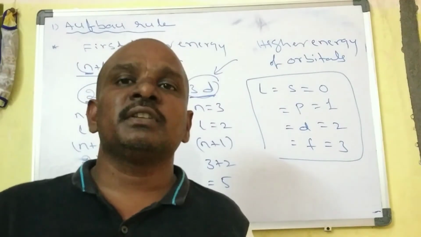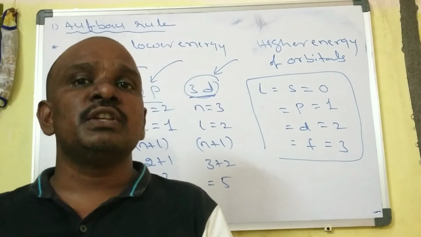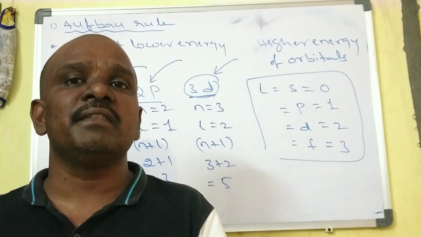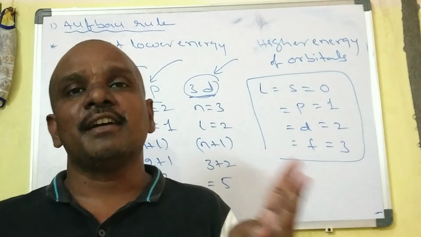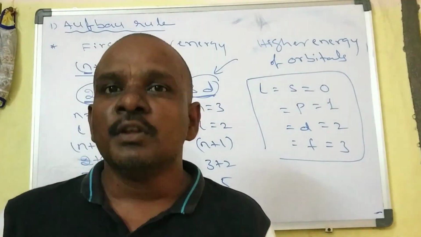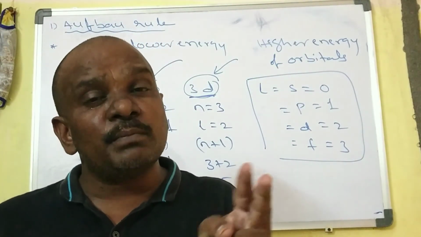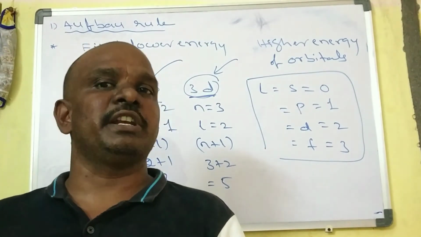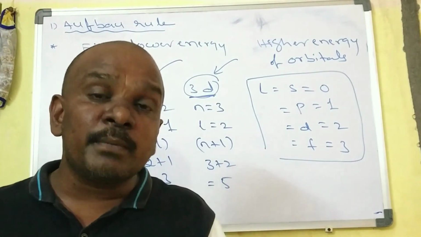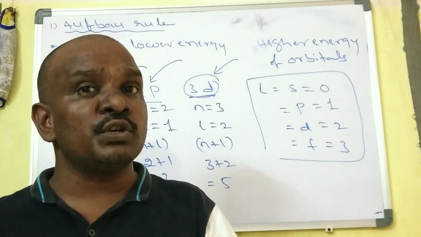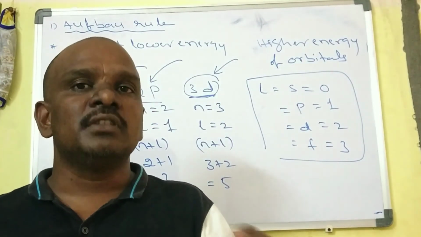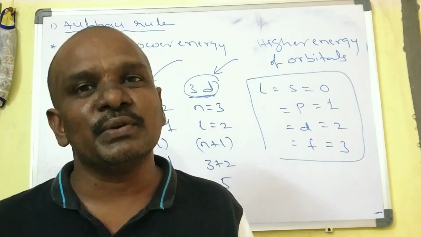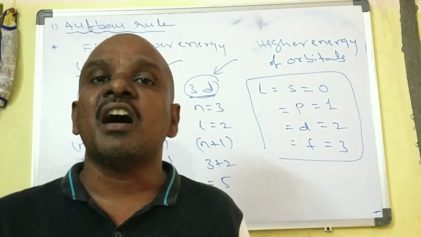So these two rules are the N plus L rules. Based on N plus L values, we decide the lower energy and higher energy of orbitals. The orbital which has the lower N plus L value has lower energy. If both orbitals have the same N plus L value, the orbital which has the lower N value is considered the lower energy orbital. This is the Aufbau rule.